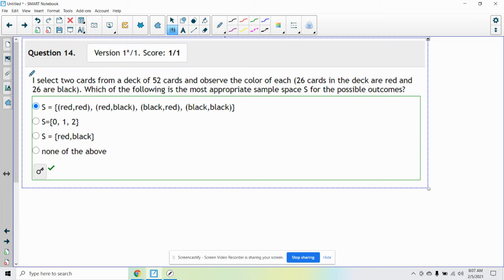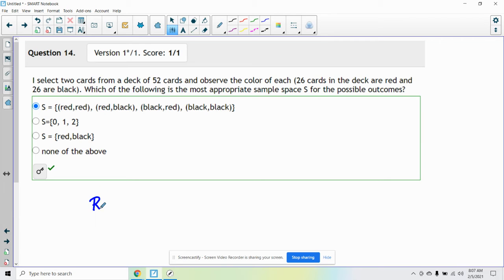14 says you select two cards from a deck of 52 and observe the color of each. 26 are red, 26 are black. Which of the following is the most appropriate sample space for the possible outcomes? So a sample space is just listing every single possible outcome for a particular procedure. So the first card can be red, second card can be red. That's one outcome. First card can be black, second card can be black.